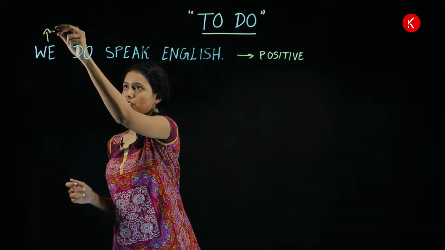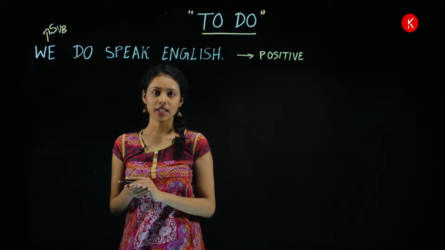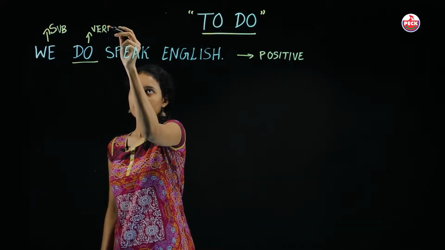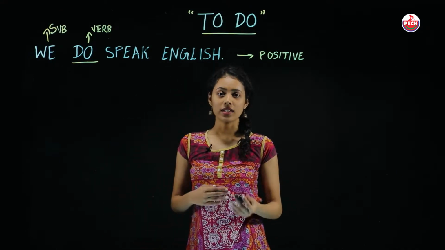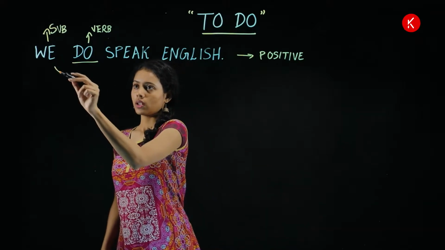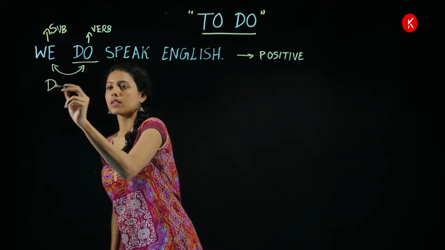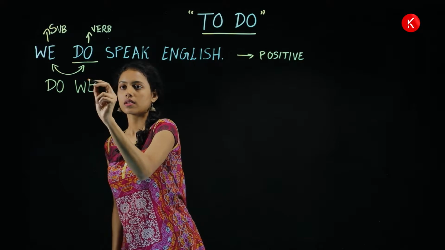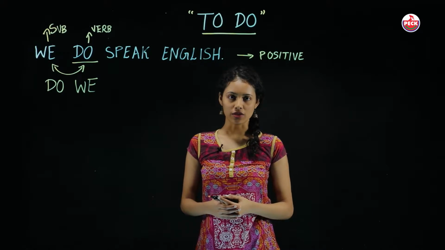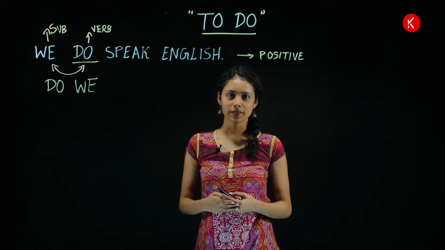So this is the subject. We. And what is the verb here? It is do. So what we have to do now is invert the subject and the verb to make it a question. So we do will become do we. So in the positive form, the sentence would be, we do speak English. When you make it into a question, it becomes, do we speak English? With a question mark.